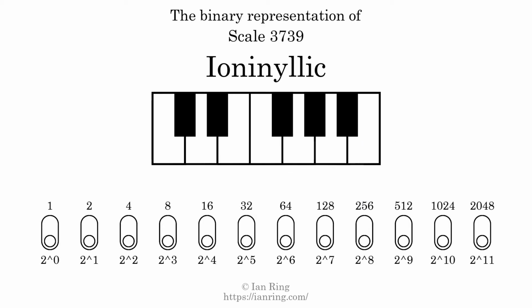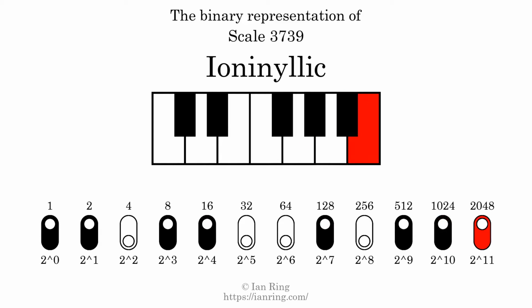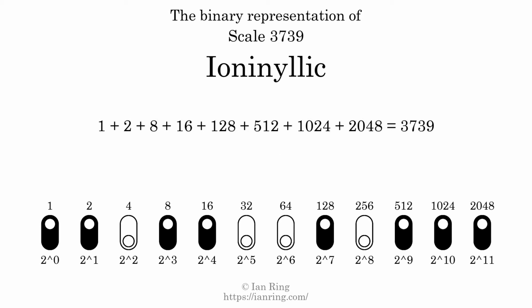The binary representation of this scale is determined by mapping tones of the scale to binary digits. Each binary digit represents a power of 2. To get the scale number, we add the powers of 2 together. The powers of 2 that are present in the scale, all added together, equals 3739.